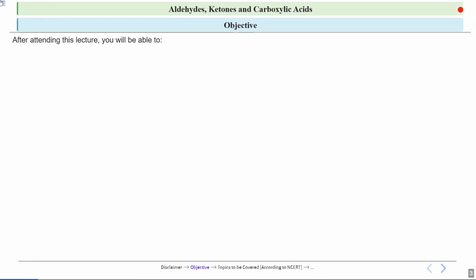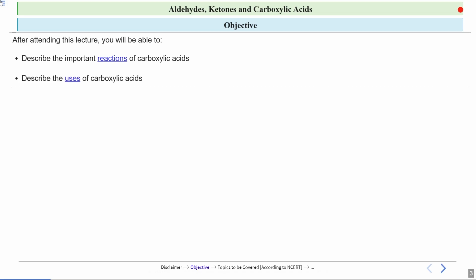Now, what is the objective of today's lecture? After attending this lecture, you will be able to understand the topics which we are going to cover today. So, today we will describe the important reactions of carboxylic acids. We will describe the uses of carboxylic acids.